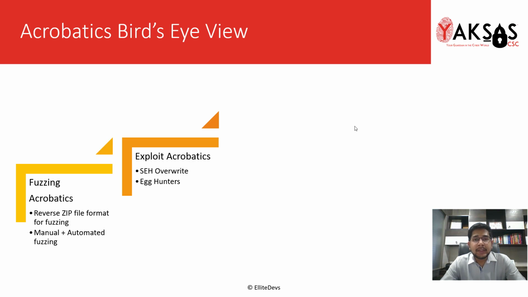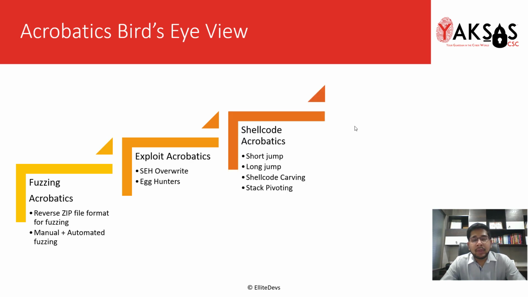Then we'll move on to creating our exploit, or exploit acrobatics in this case, and we will be combining two techniques that we had previously learned. These techniques are SEH overwrite and egg hunters. After that, as you will see later, we will be doing some crazy shellcode acrobatics. We will be taking a short jump, then a long jump. We will be carving out some code on the stack itself, and we'll also be doing stack pivoting and realignment.